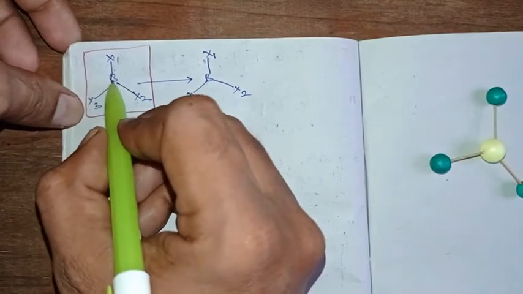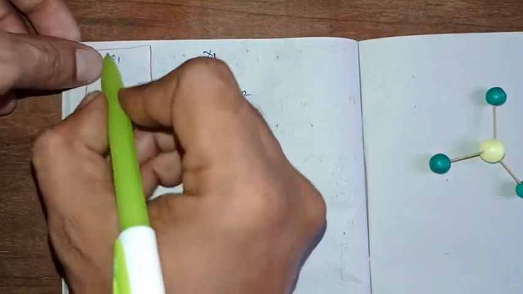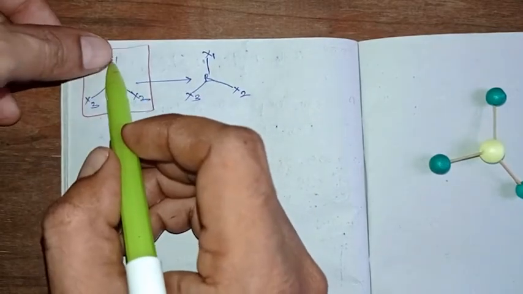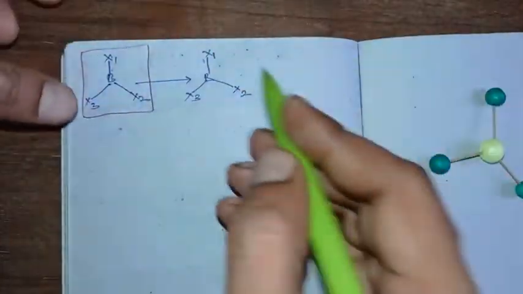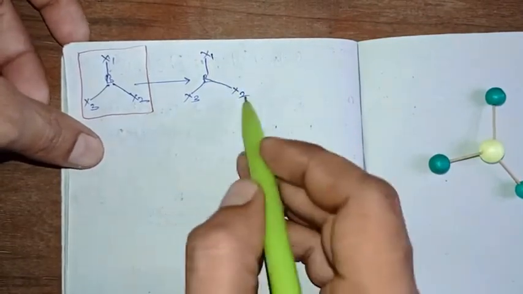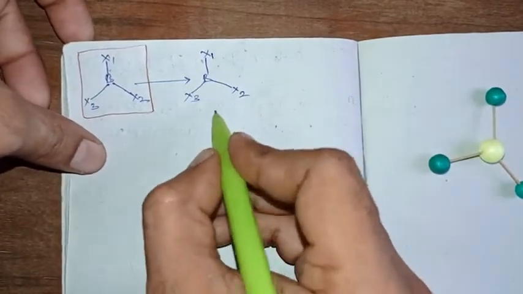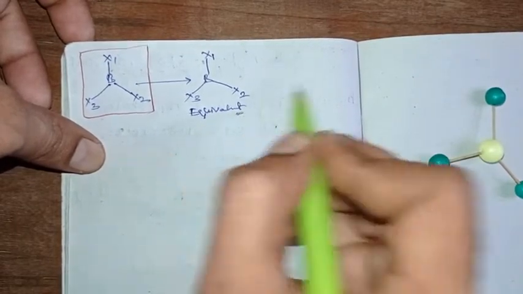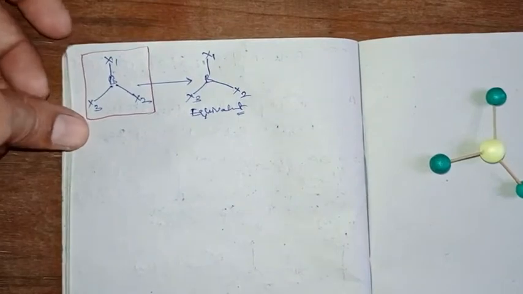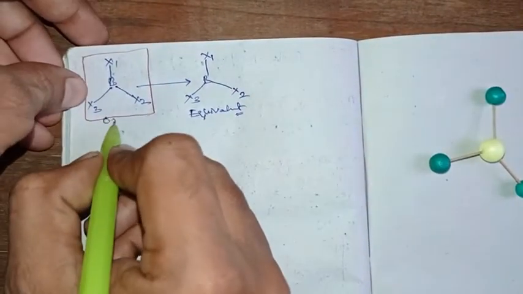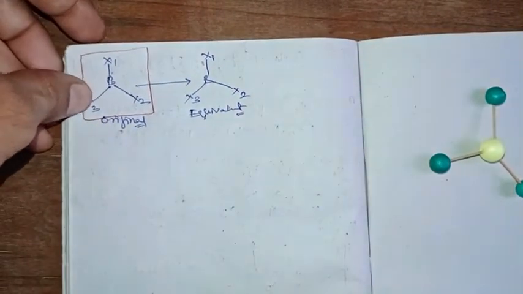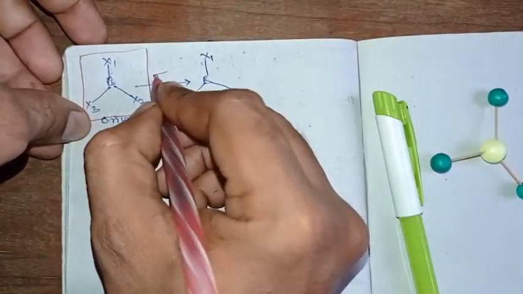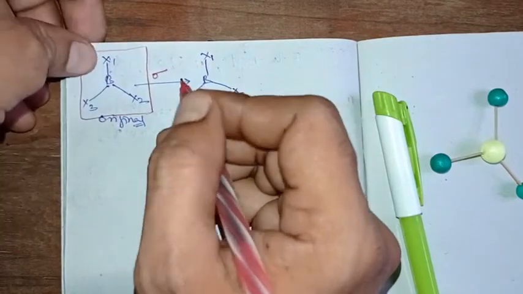The boron above and below, when reflected, will be the same in position. For X1, the below and above halves, when reflected, the X1 position will be retained. Like this, all the atom positions are retained. In this case, the generated configuration is an equivalent configuration, isn't it? When that happens, the considered plane is called a plane of symmetry.